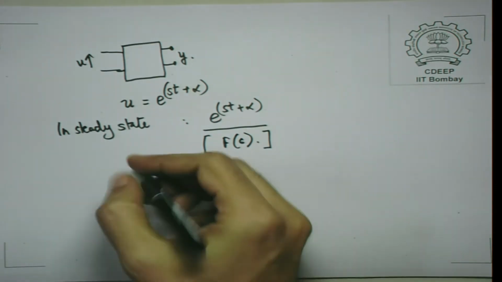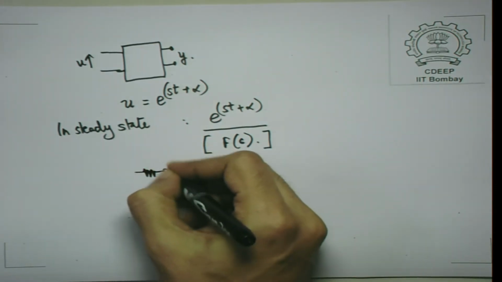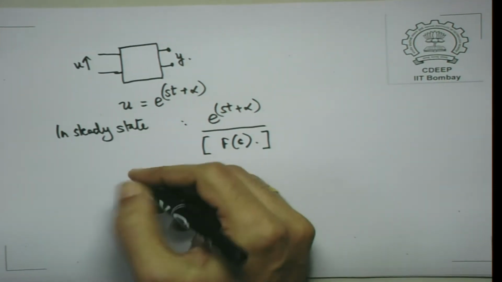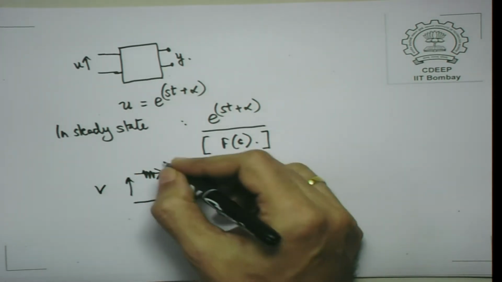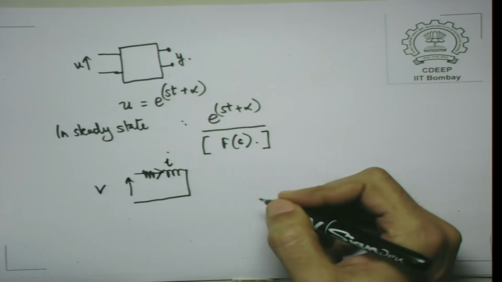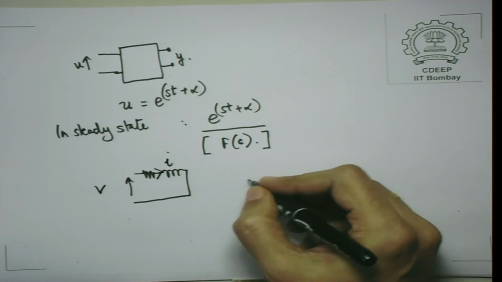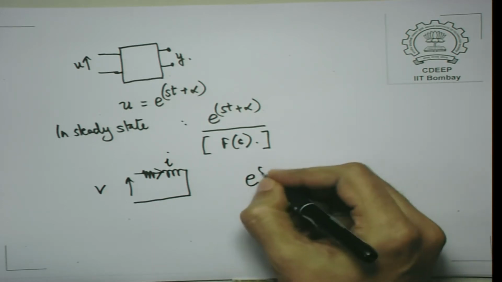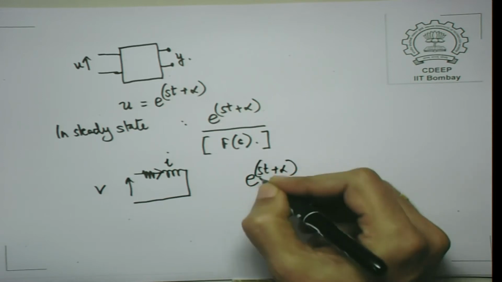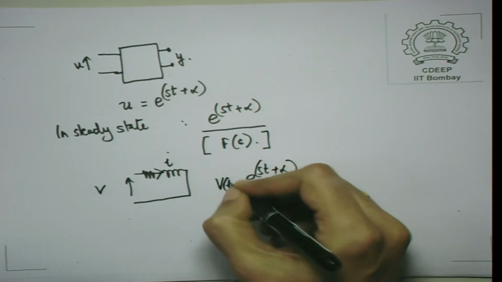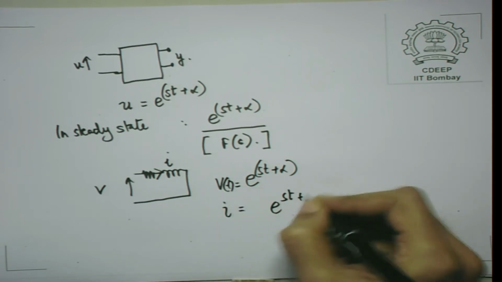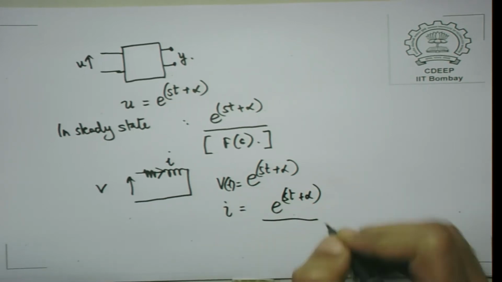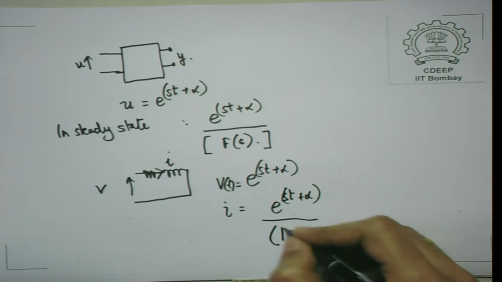Just to give a simple example rather than talk in abstraction, if you got an RL circuit and the input is voltage and the current measured through the inductor is the current, we saw that if your input is e raised to st plus alpha, then the current turns out to be e raised to st plus alpha, the same wave shape, but divided by R plus SL.